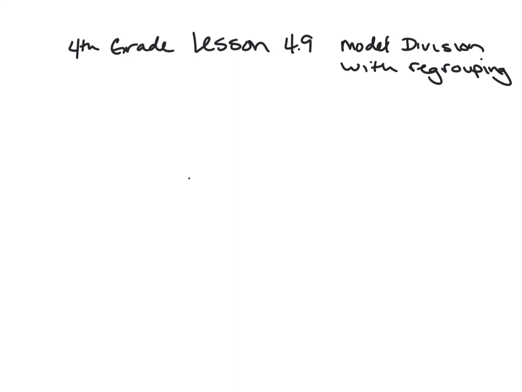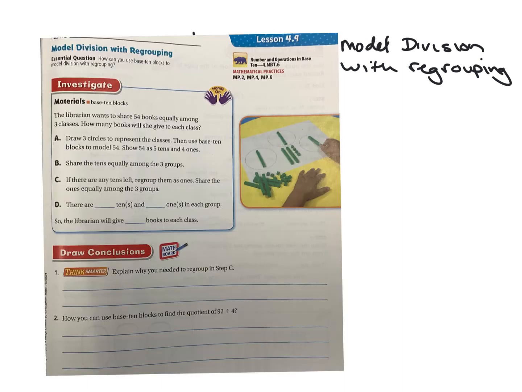Fourth grade, lesson 4.9 is modeling division with regrouping. We're now getting ready to work our way into the algorithm that you will begin to use. This is going to model what's happening so that we can move into the algorithm you would use for division on a regular basis. Let's have a look at how this models out, how the pieces fall into place.